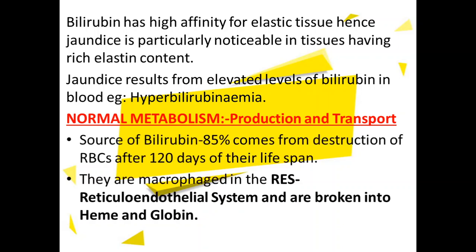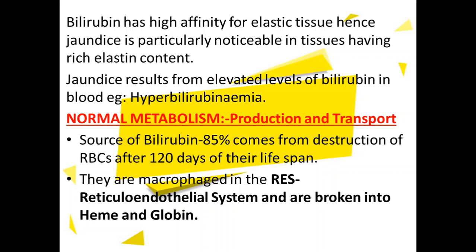Now, how is this jaundice caused? Before going to that, first we need to understand the normal metabolism, means how normally the bilirubin is produced in our body, what are its sources, and how it is transported in the body. If you understand this, it will be very easy to understand the pathophysiology behind jaundice. So first we will see its normal metabolism.